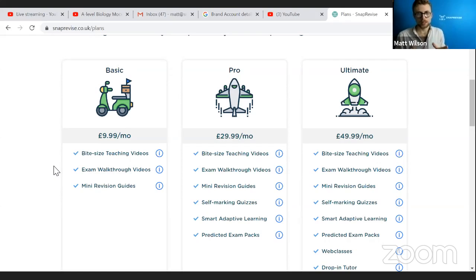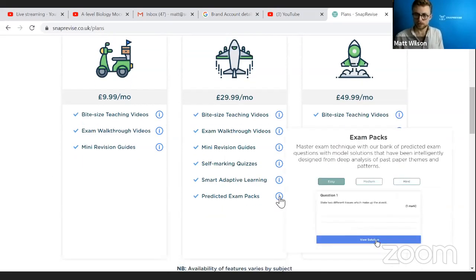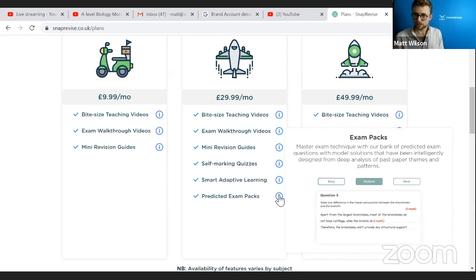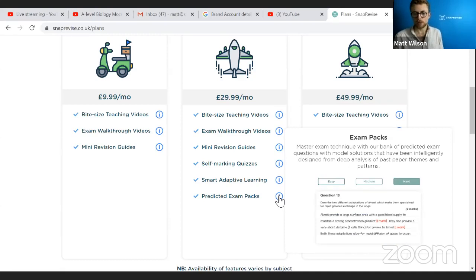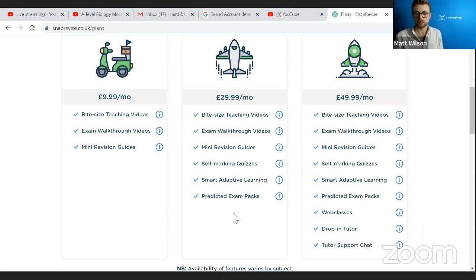And we also get the exam packs, and in particular, we've tailored them around the things that you're struggling with. So there are these predicted exam packs. So there we go. Take a look at this. Predicted. Yeah, so these are specifically designed based on past paper themes and patterns. So not around you, sorry, but around previous past papers.